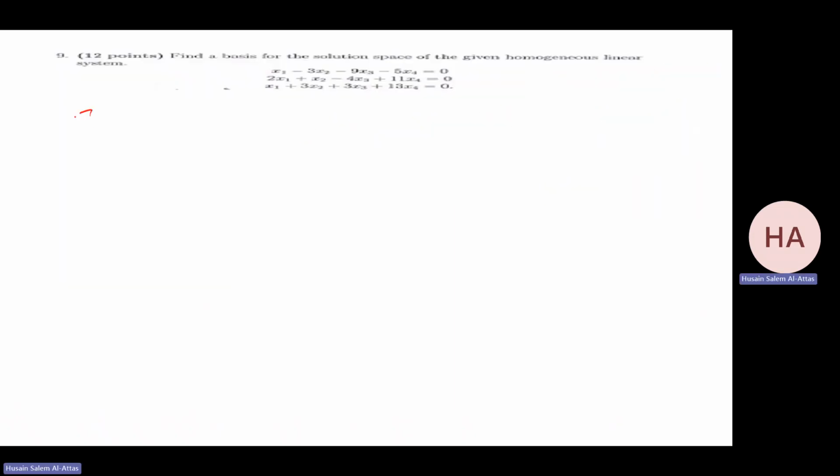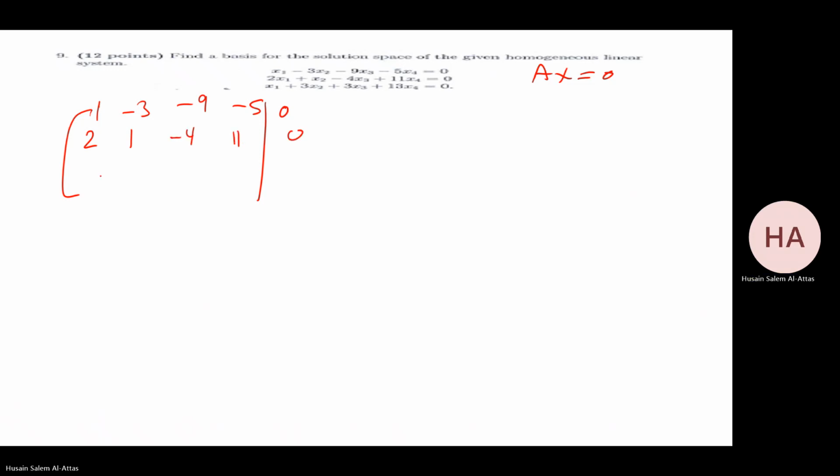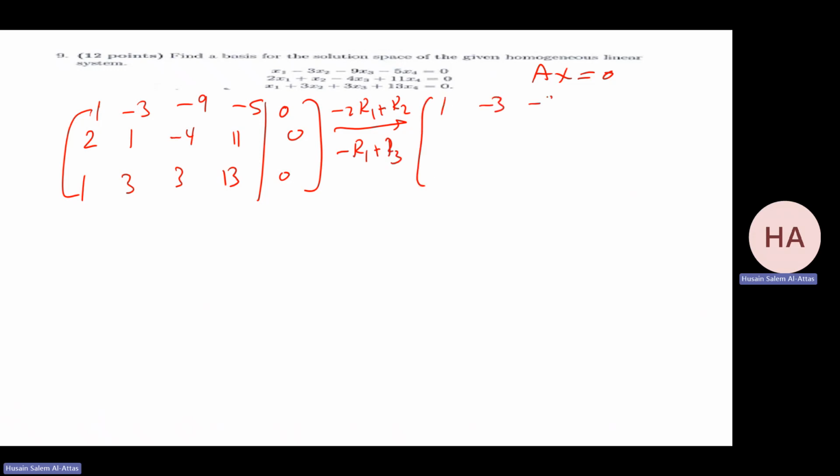I will do the matrix. 1, minus 3, minus 9, minus 5, 0. I have Ax equals 0. 2, 1, minus 4, 11, 0. 1, 3, 3, 13, 0. So minus 2 R1 plus R2 and minus R1 plus R3. Let us see what will happen.